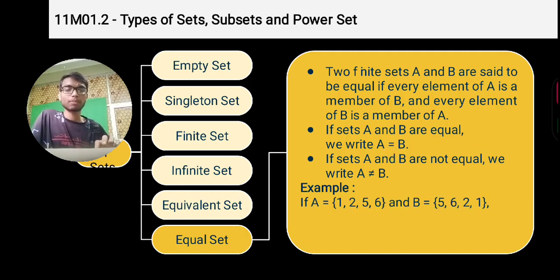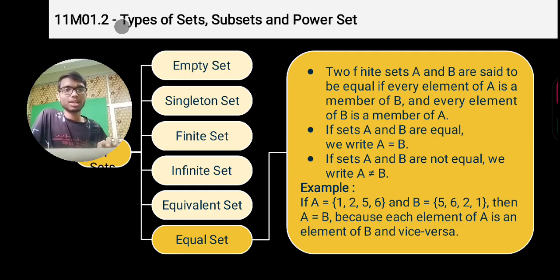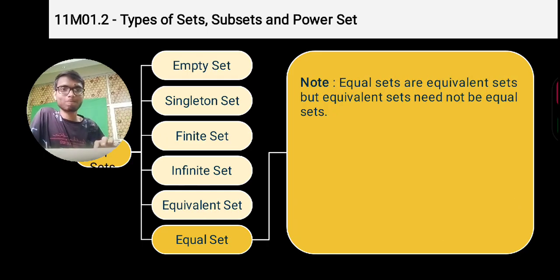An example, let's see. If A has 1 2 5 6, the same here we can see 1 2 5 6. Whatever elements are in this set are here also. This would be equal sets. So A is equal to B because each element of A is an element of B, and vice versa. This is done.